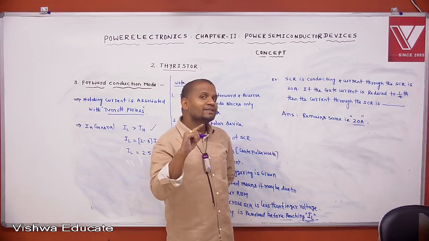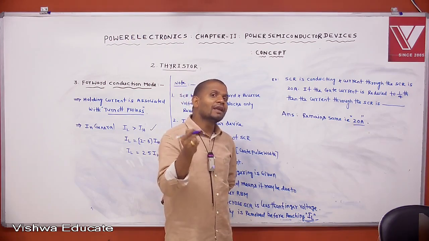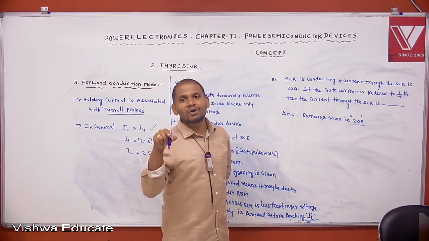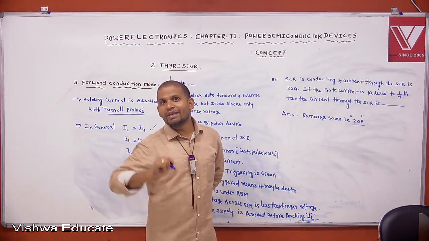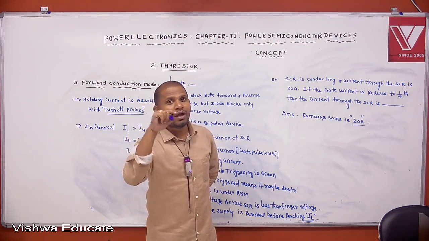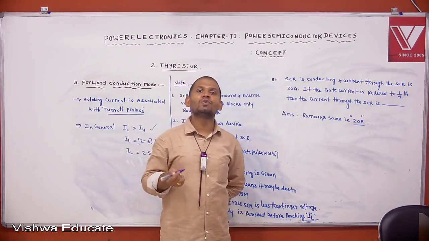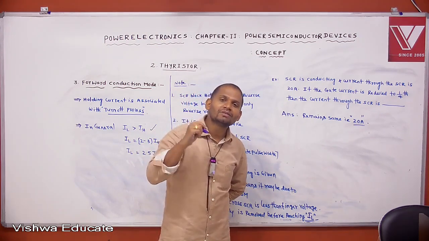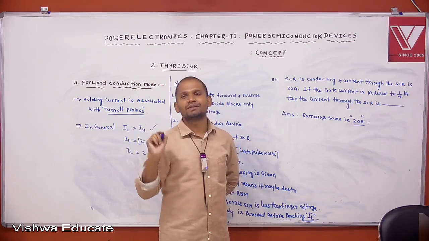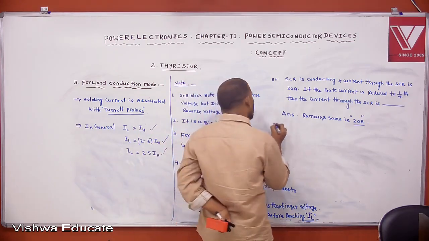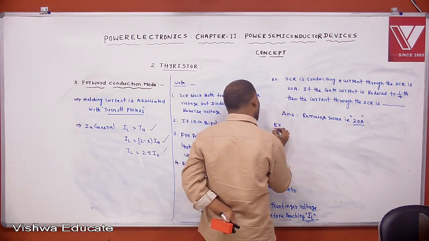When the SCR is conducting, the gate loses its control over the anode current. When the gate loses its control, we can increase or decrease the gate current, but is there any control on the anode current? Yes, there is no control. When there is no control, the current through the SCR remains how much? 20 amperes. Understood?